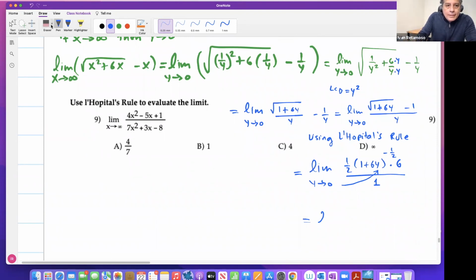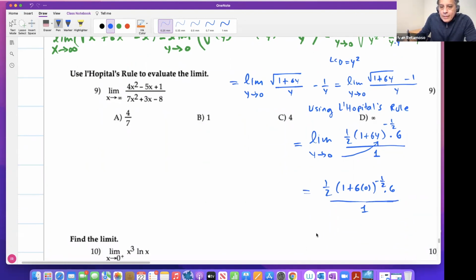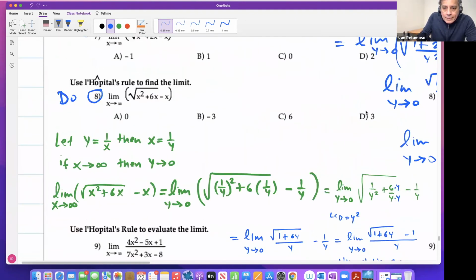So this will become 1/2 times (1 plus 6 times 0) raised to minus 1/2 times 6, all divided by 1. Compute this. This should be your answer. Look, this is 0, disappears. 1 raised to any power is just 1. I am left with 1/2. 1/2 times 6 is 3. 3 divided by 1, just 3. So final answer, 3. This guy for number 8.